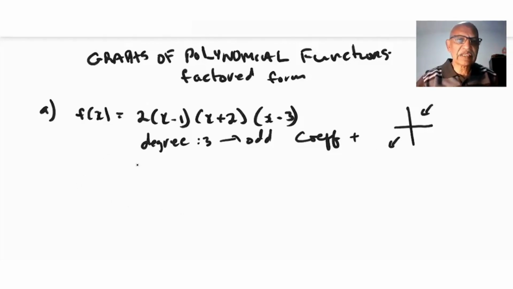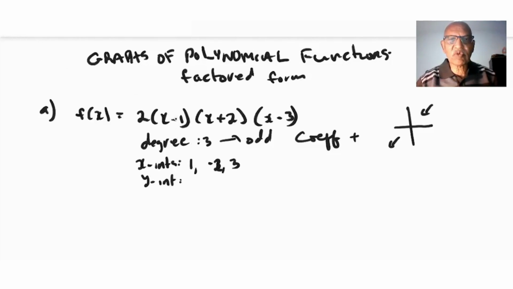So we just say now what are the x-intercepts. The x-intercepts are whatever makes the bracket 0: 1, negative 2, and 3. Then it's always easier to find the y-intercept. The y-intercept is when x is 0, therefore 2 times negative 1 times 2 times negative 3 will be positive 12.